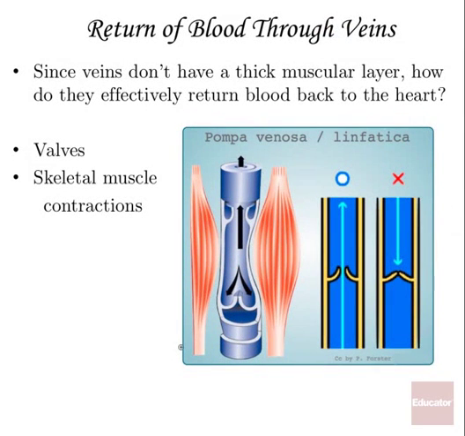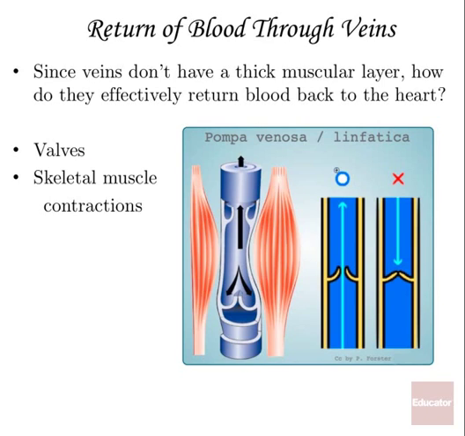So how does blood get back through the veins? If you have a lot less blood pressure by the time you get to veins because you're so far away from the heart, how does blood get from the bottom of your body, from all the way down in your feet, back up to your heart? Since veins don't have that thick muscular layer, there's got to be another way to do it. One of the ways is the valves. The valves in the veins prevent blood from going back.